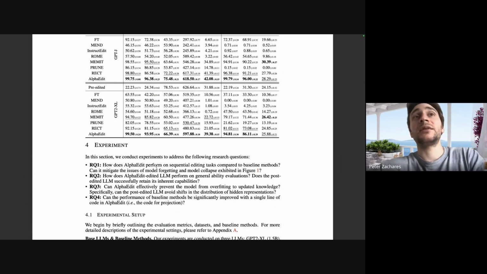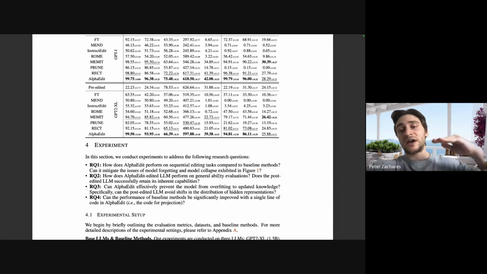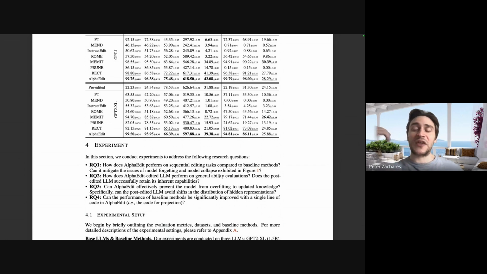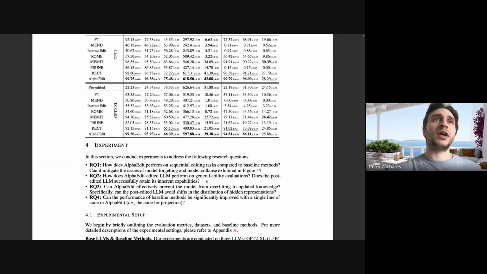How does AlphaEdit perform on sequential editing tasks compared to baselines? Can it mitigate the issues of model forgetting and model collapse exhibited in figure 1? We'll go through figure 1 in a second. So they're not testing it on, I want to learn a single fact. You'll see that they're testing, what if I want to learn thousands of things? Maybe you're learning 10 facts at a time or 100 facts at a time, but you learn 300,000 facts or 300,000 sequences. How does it do in terms of model collapse and forgetting?